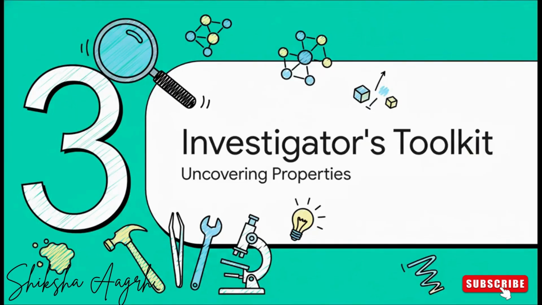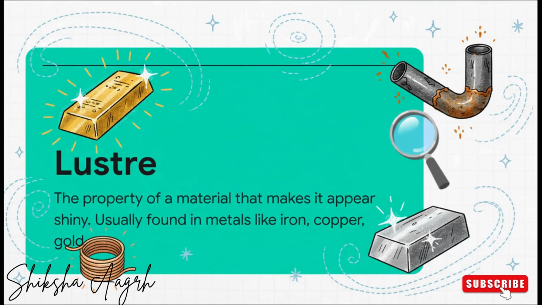And this is where it gets really interesting. Once we start focusing on materials, we need a kind of investigator's toolkit to figure them out. We need to look at their unique characteristics, or, as scientists call them, their properties. So, first up in our toolkit is something called luster. You know that special shine you see on metals? That's luster. You might not notice it on an old, rusty pipe, but if you look at a freshly cut piece of metal, you'll see that bright, shiny surface.